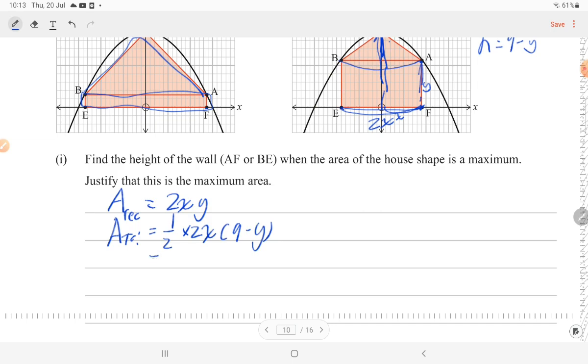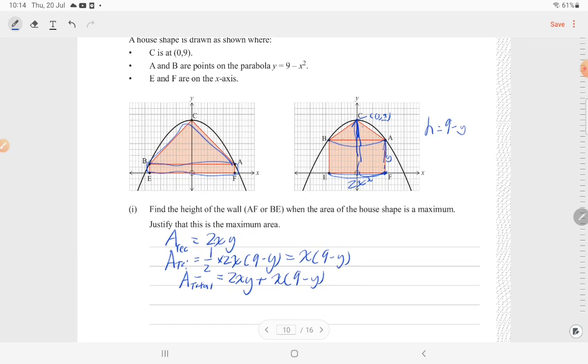So the total area will be, let's simplify this to x times 9 take away y. So the total area will be 2xy plus x times 9 take away y.